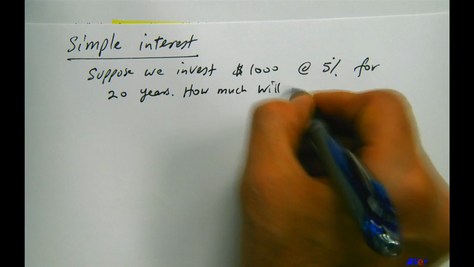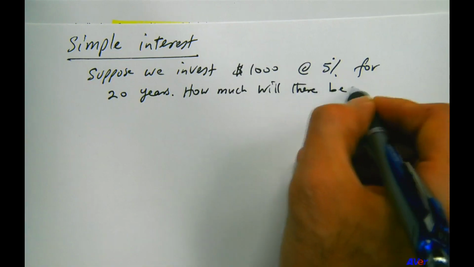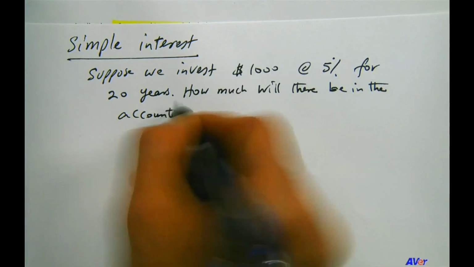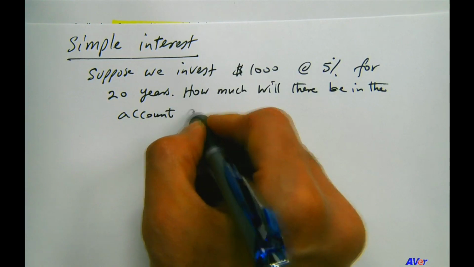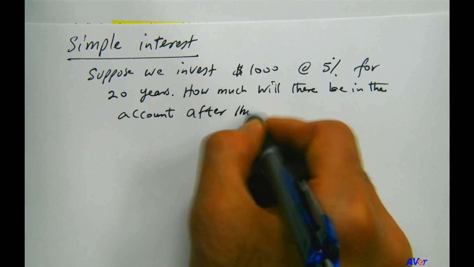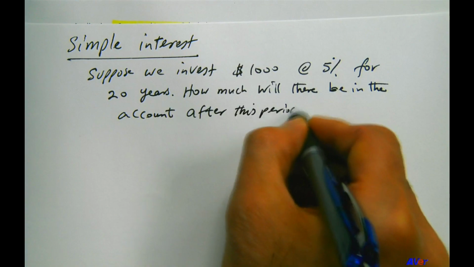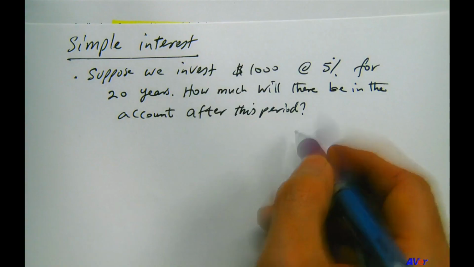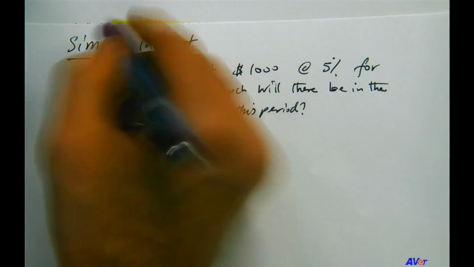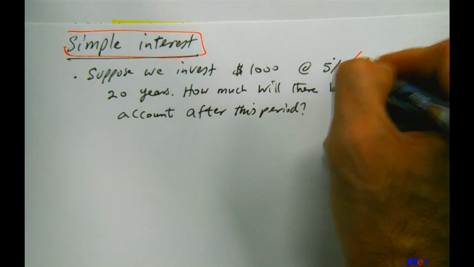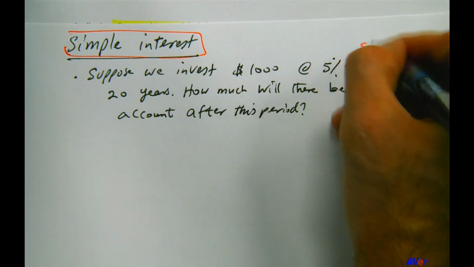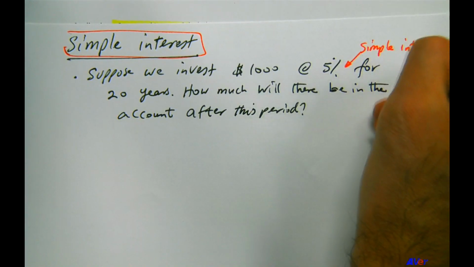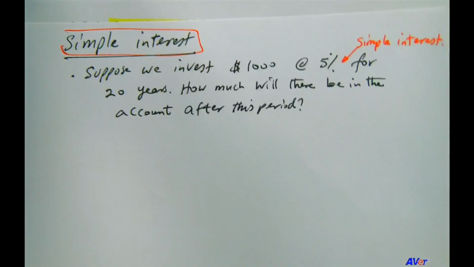How much will there be in the account after this period? Okay, so if this is a simple interest, I should mention, I forgot, we're talking about simple interest, but I should also mention 5% simple interest, right? Then how much will we have in the account after 20 years?